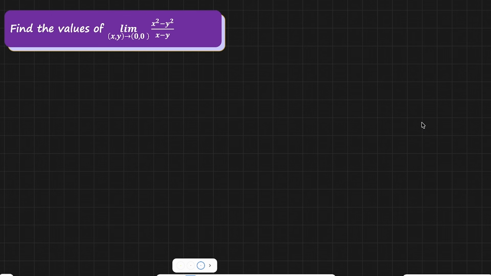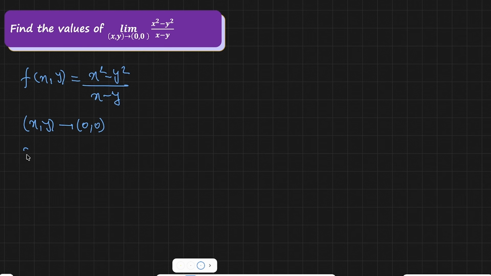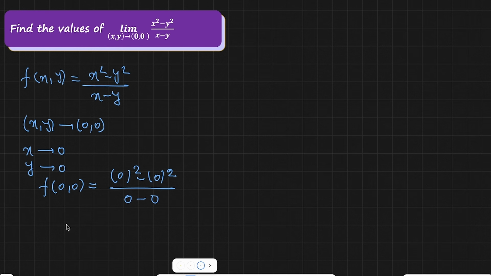Let's say you have a problem related to this. Here your f of x comma y is equal to x square minus y square upon x minus y. Again it says that x comma y is tending to 0 comma 0, meaning x is tending to 0 and y is tending to 0. Then what will happen? You put these values directly. When you put 0 comma 0, it is 0 square minus 0 square upon 0 minus 0, so it gives you 0 by 0. It means it is an indeterminate form. So what to do? Whenever you get an indeterminate form, go to step number 2. This is step number 1.